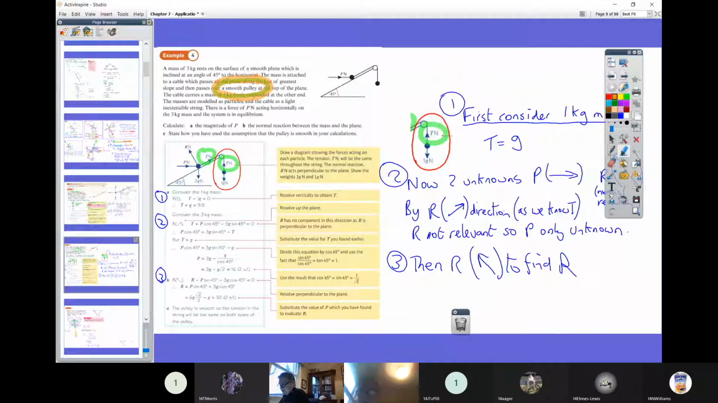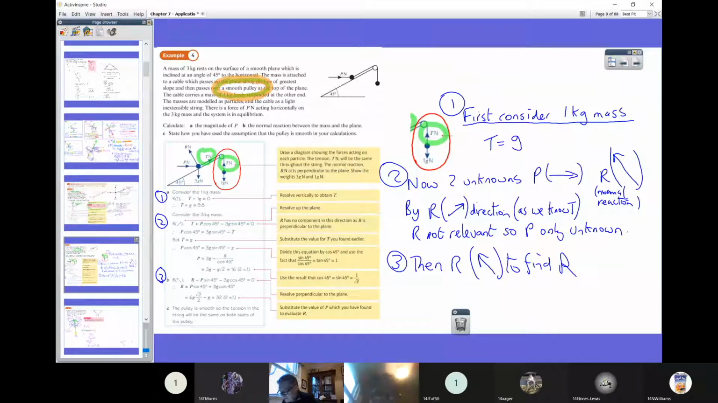So what have I said? We've got 2 unknowns. We don't know P, we don't know R. By choosing to resolve diagonally up the plane, R does not come into play. So by starting off by resolving diagonally up the plane, that allows us to work out what P is, and then step 3, you can work out the normal reaction, because that's then your only unknown. It's your choice whether you want to properly copy that one out, or just start practicing the questions.